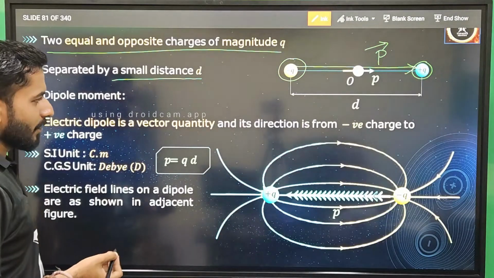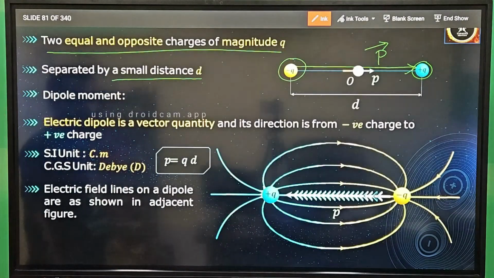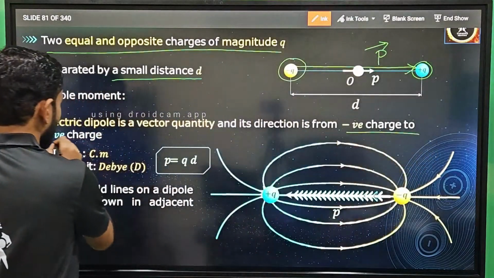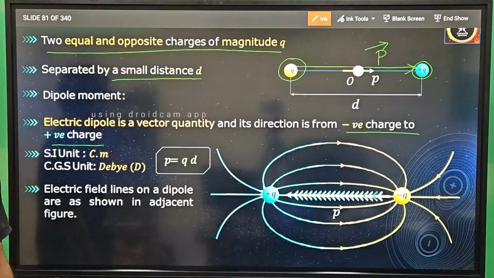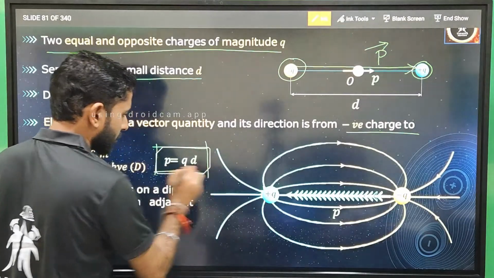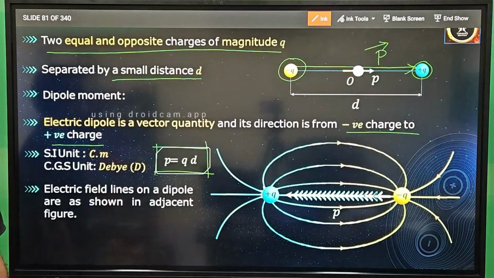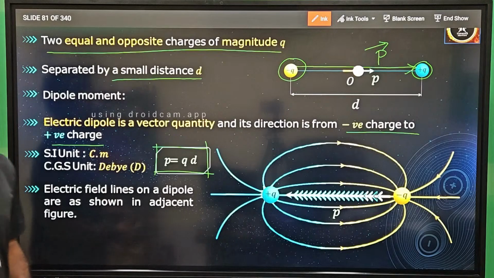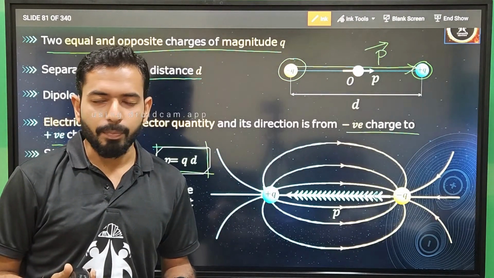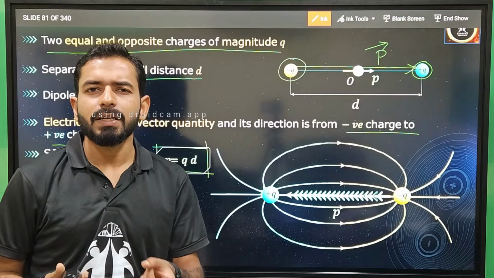Now, electric dipole moment is a vector quantity and its direction is negative charge to positive charge, that I have already told you. What will be the SI unit? I will tell you. The dipole formula, I guess you already know. In chemistry in 11th PU1 you have studied it. Dipole moment is nothing but the charge multiplied by the distance between them. The magnitude of charge is the same, so just multiply by the distance between them.